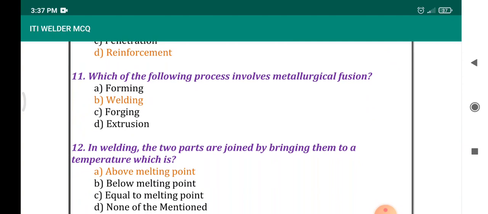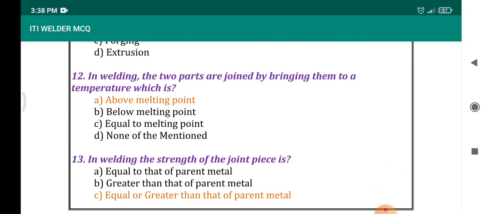Which of the following processes involves metallurgical fusion? The options: forming, welding, forging, and extrusion. In welding, we carry out the operation above the recrystallization temperature. Metallurgical fusion is the base metal and the filler material in the molten state. So we can expect metallurgical fusion in the welding operation.